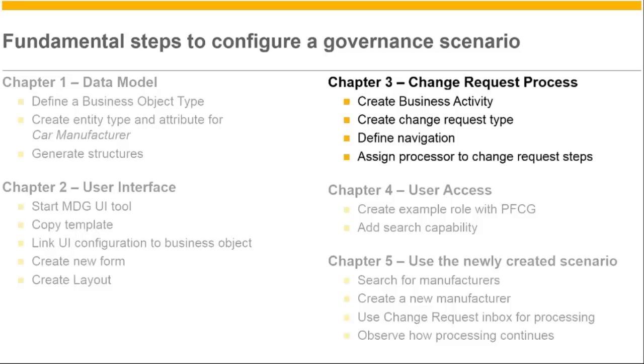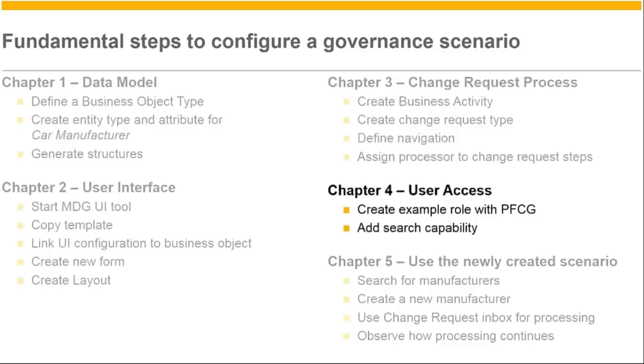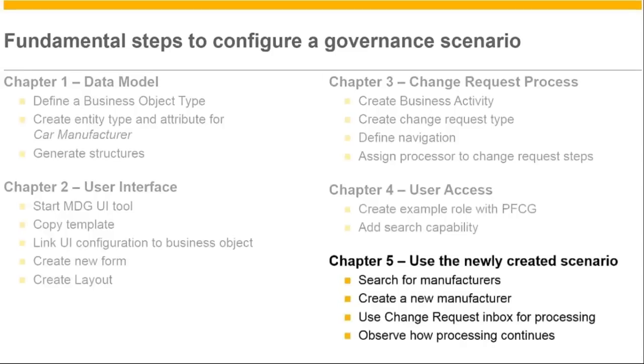In chapter 4, we will restrict the people who work on MDG based on their roles. The process works on roles also. The requester has different roles enabled, UIs enabled, authority checks enabled. A specialist has different ones. And then we'll run the newly created scenario. So first we'll be discussing the data model.